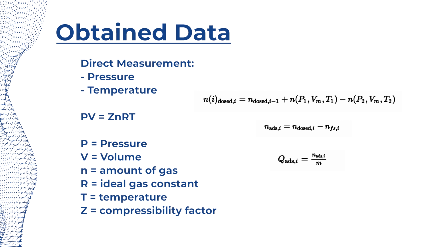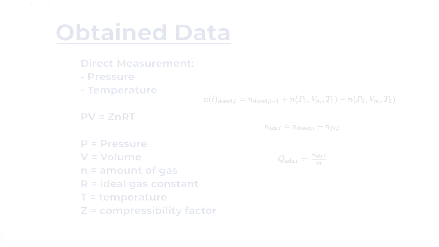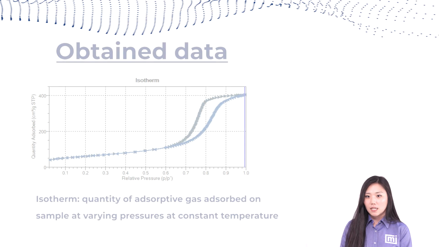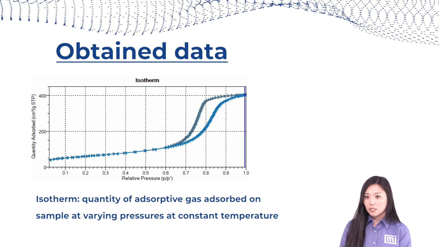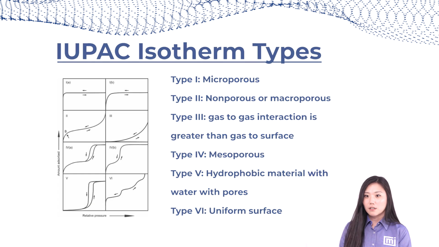The value of interest here is how much gas has been adsorbed onto the sample, also known as the quantity adsorbed at a given pressure. In this manner, we obtain the isotherm that typically looks like this, which is the plot of quantity adsorbed on the sample versus the relative pressure at a constant temperature. Different isotherm shapes are classified by the IUPAC. The most commonly seen isotherms are type 1, 2, and 4.